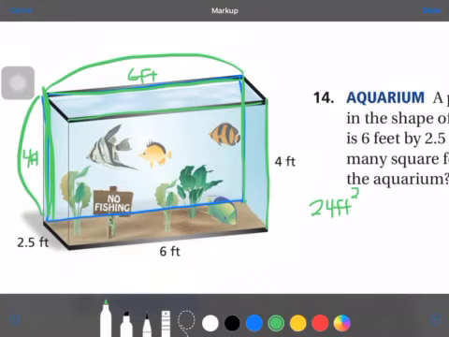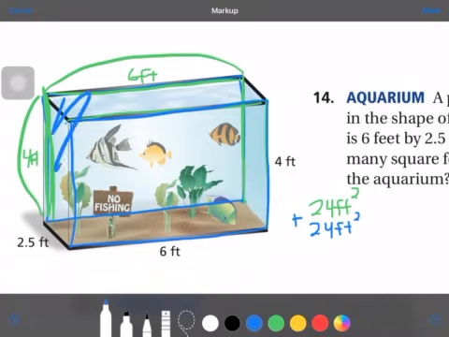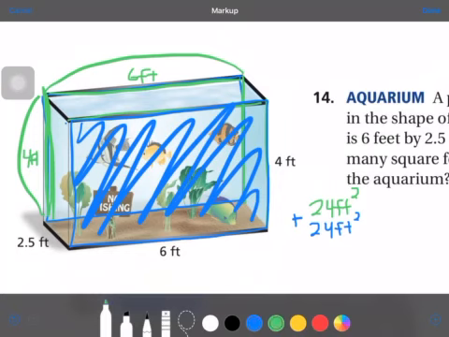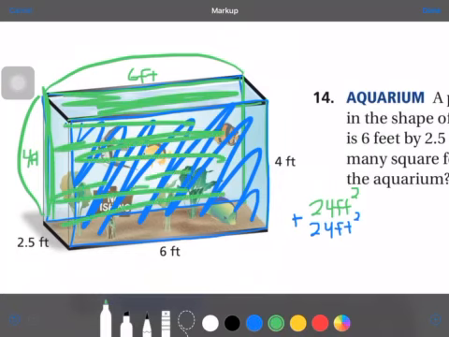So what's the front panel going to be, the one directly across from it? So that's going to be the same exact amount because all the measurements are the same. So 24 feet squared plus 24 feet squared. So we've got this front panel taken care of. We've got the back panel taken care of.